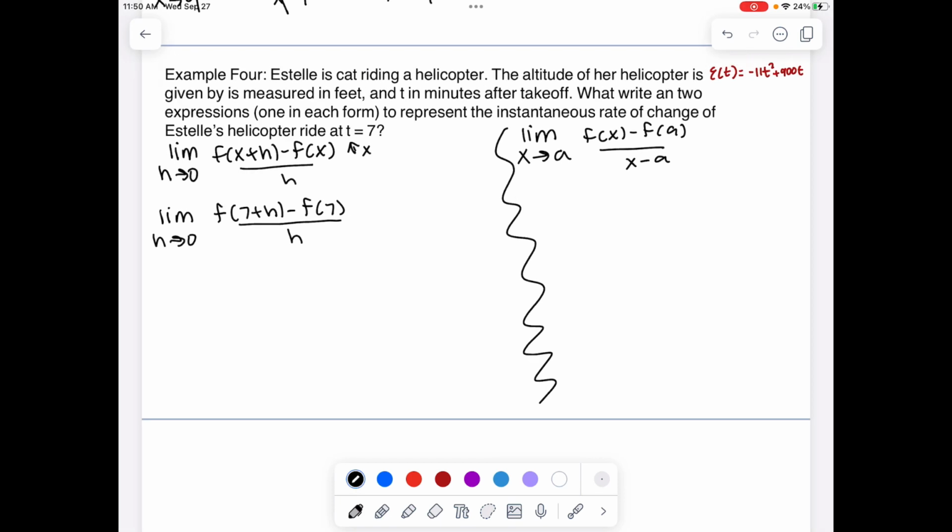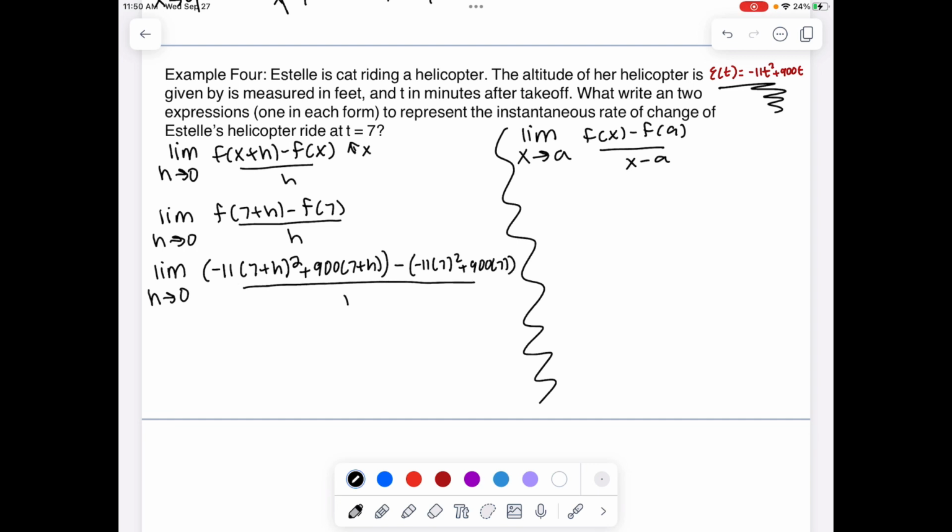And then I'm going to take this function and I'm going to plug it into our function, which is negative 11t squared plus 900t. So I'm going to put this in parentheses really to keep it organized. I'm going to do negative 11 times 7 plus h squared plus 900 times 7 plus h. And then I'm going to subtract negative 11 times 7 squared plus 900 times 7, all over h. So I just plugged it in. That's all I want with your expression. You don't need to go further than that. So that is the first example of the expression.